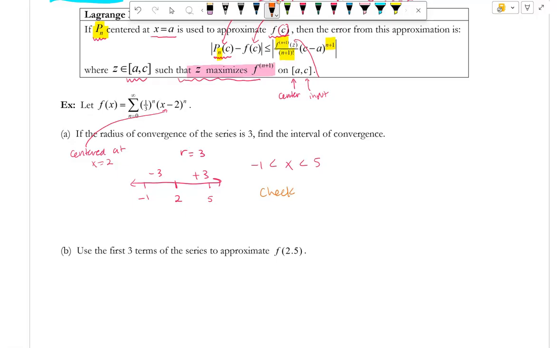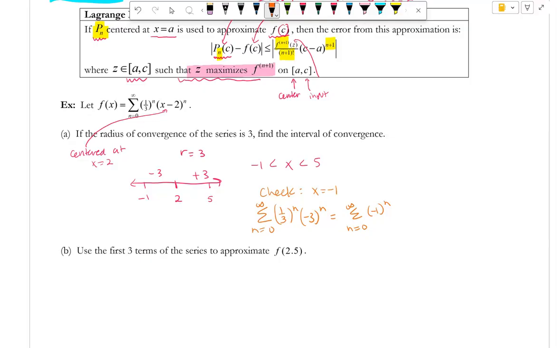So I can skip the ratio test with the information I'm given, but I would still need to determine if my endpoints are on my interval. So when I check for x equals -1, well, -1 minus 2 becomes -3. I have -3 to the power of n. And 1/3 to the power of n times -3 to the power of n just becomes -1 to the power of n. All right, so -1 to the power of n, that diverges.